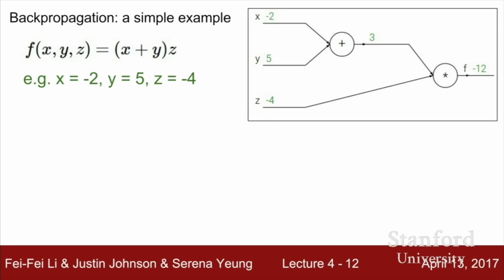And now we're going to do a forward pass through this network. Given the values of the variables that we have, so here x equals -2, y equals 5, and z equals -4, I'm going to fill these all in our computational graph. And then here we can compute an intermediate value. So x plus y gives 3. And then finally, we pass it through the last node, the multiplication, to get our final output of f equals -12.